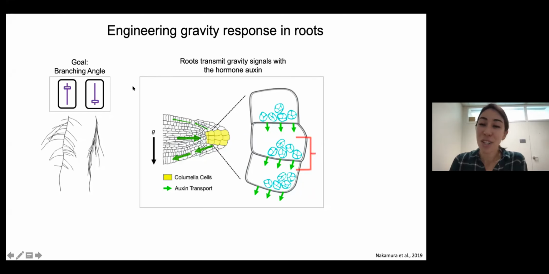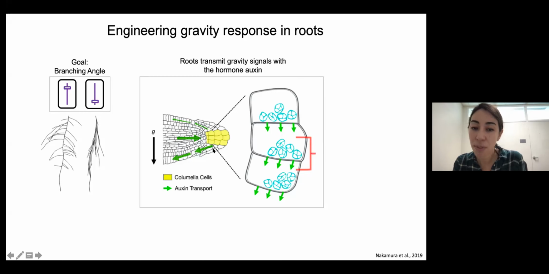So I mentioned before how we wanted to be able to tune the branching angle, but tuning this angle is actually all about tuning the plant's response to gravity. The more strongly it responds, the steeper the lateral roots are that grow from this plant. Now, how does this gravity sensing work? Well, in those specialized columella cells, you actually have these starch granules, which, when the gravity vector is applied to them, will fall towards the bottom of the cell.